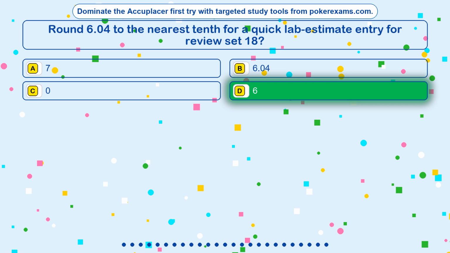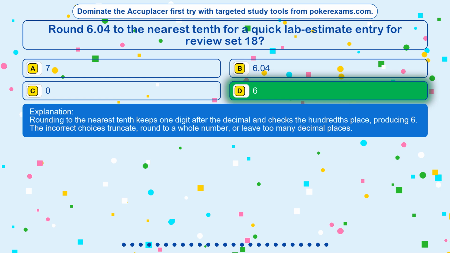The correct answer is option D, 6. Rounding to the nearest tenth keeps one digit after the decimal and checks the hundredths place, producing 6. The incorrect choices truncate, round to a whole number, or leave too many decimal places.